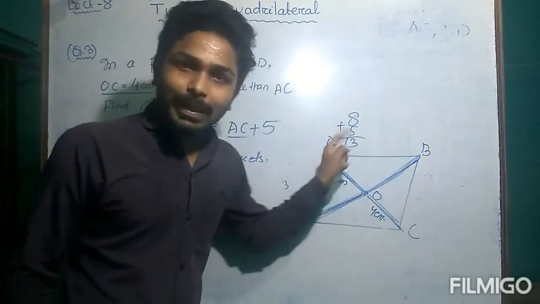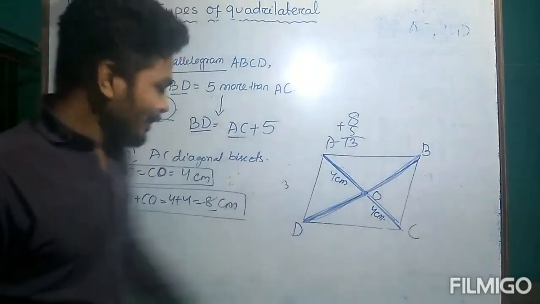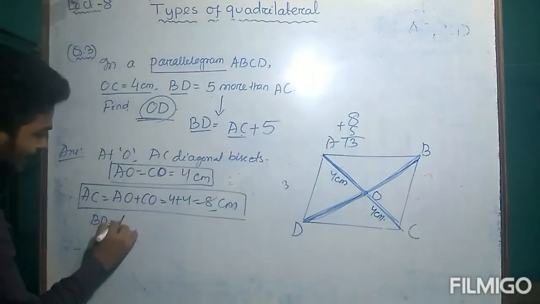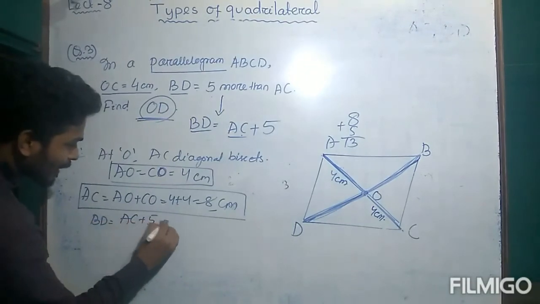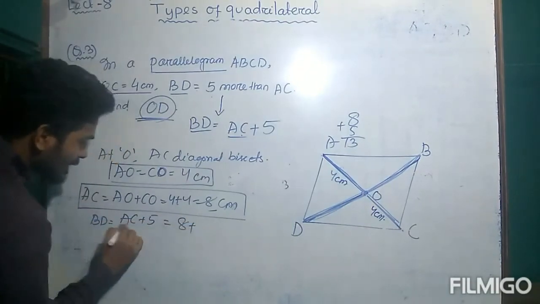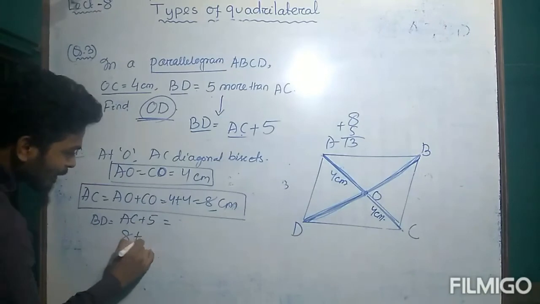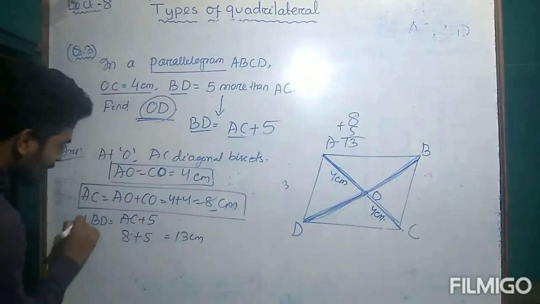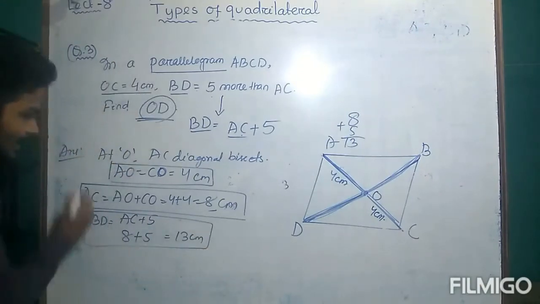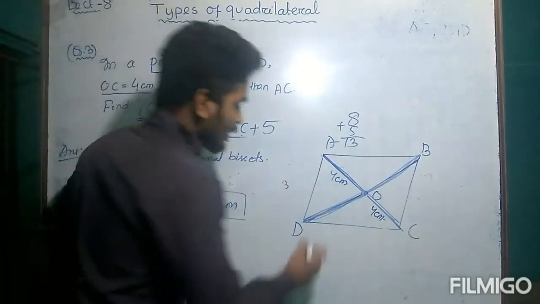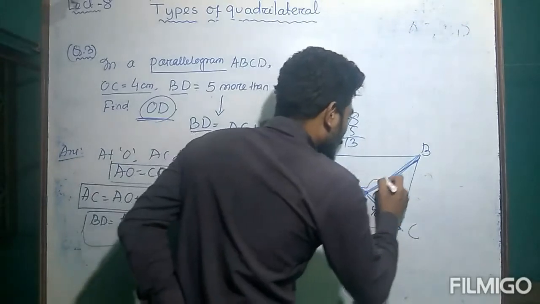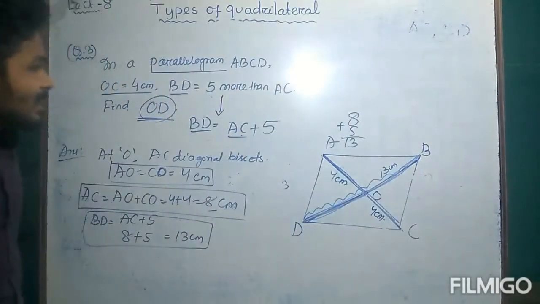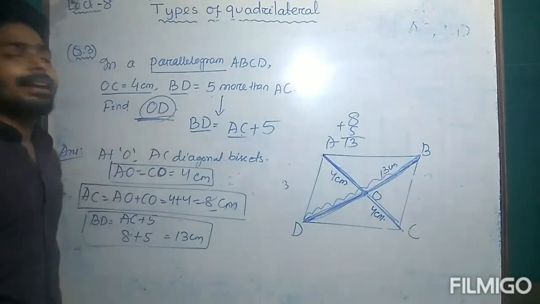BD length, because BD is 5 more than AC. So you can write BD is equal to AC plus 5. AC is 8, so put it: 8 plus 5, that is 13 centimeter. So this is the length of BD. Understood? So the total length is 13 centimeter. Next you have to find OD.